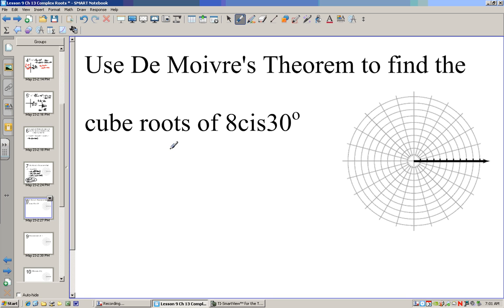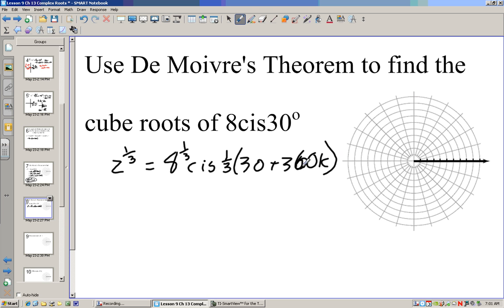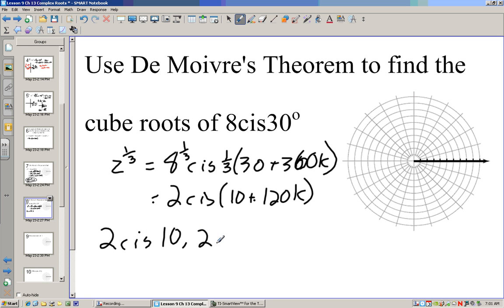Let's find the cube root of 8 cis 30. So z to the 1/3 is going to be 8 to the 1/3 cis 1/3 of 30 plus 360k. 8 to the 1/3 is 2. If I multiply over the parentheses, this is going to be 10 plus 120k. So my answers are going to be 2 cis 10, 2 cis 130, and 2 cis 250. And if I add another 120, that would be 370, which is the same thing as 10.